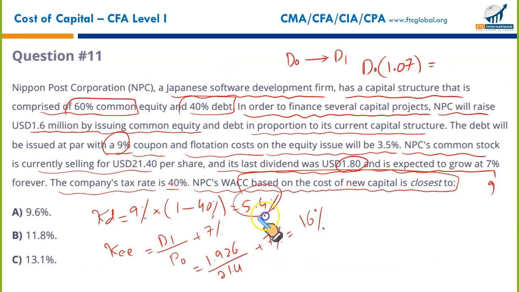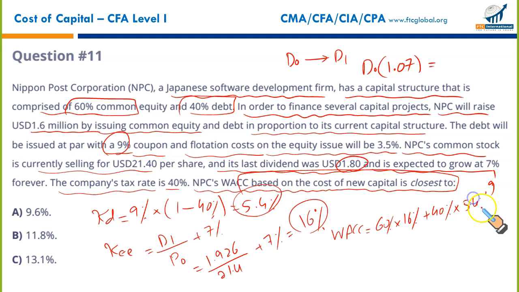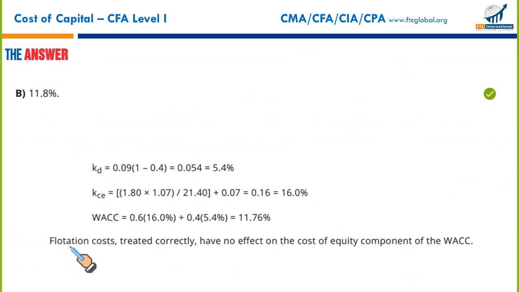And this is your cost of debt, cost of equity. Calculation of WACC is simple now. Proportionate is 60% equity at the rate of 16%, plus 40% debt at the rate of 5.4%. Just simplify and you get your result. 0.6 times 16 plus 0.4 times 5.6 gives you a total of 11.84, and that is option B. B it is.